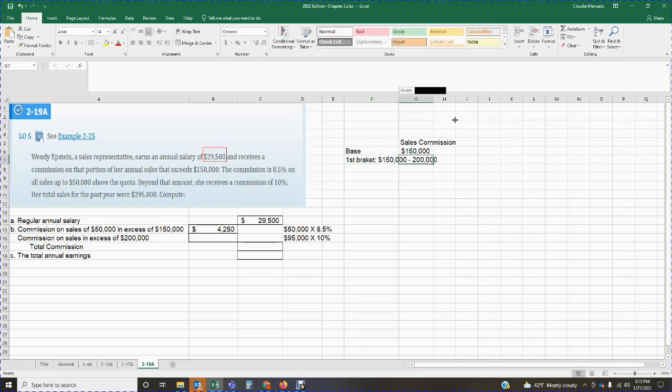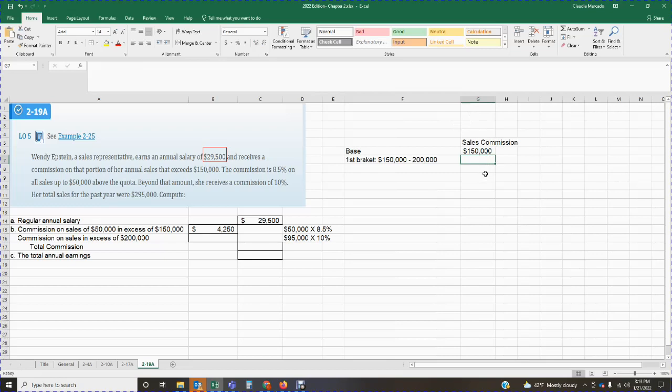Okay, she is going to have a commission of 8.5%. So the second bracket, and I'm misspelling bracket, guys, bracket. Okay. The second bracket is anything over 200,000 that will pay a commission of 10%.